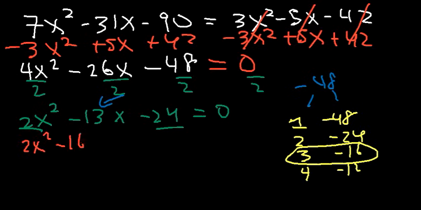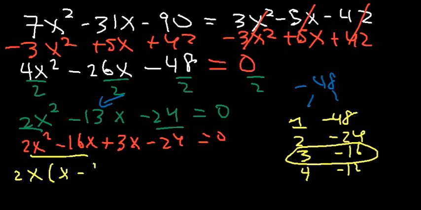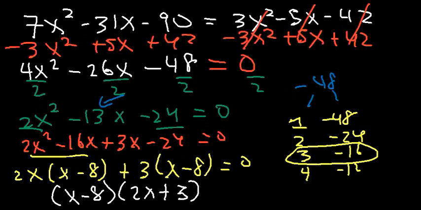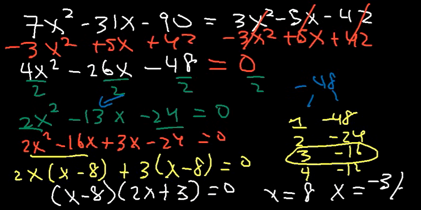So I'm going to write it as negative 16x plus 3x minus 24. So here I'm going to take out a 2x, which is going to give me x minus 8. And then I'm going to take out a 3, and I get x minus 8 again. So it's x minus 8 times 2x plus 3, and that's equal to 0. So the answers, therefore, are x is equal to 8, and x is equal to negative 3 divided by 2. And that's it for that problem.